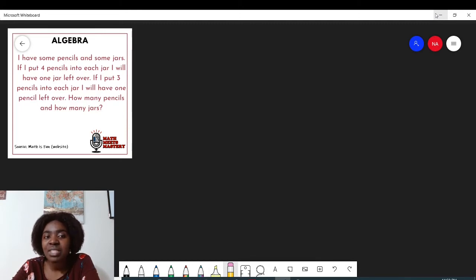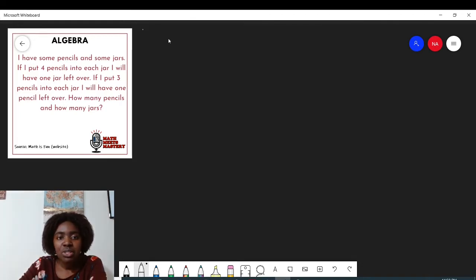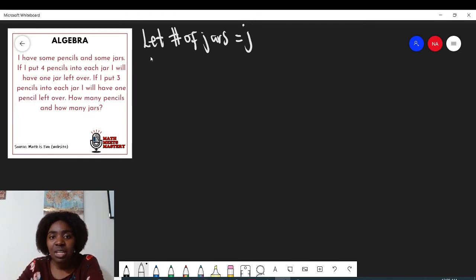If I put 4 pencils into each jar, I will have 1 jar left over. If I put 3 pencils into each jar, I will have 1 pencil left over. How many pencils and how many jars? To get started, I'm going to let the number of jars be represented by J, just so that it's easy to refer to. So let the number of jars equal J. Okay, awesome. Now I can use J when I want to refer to the number of jars instead of writing it all out.